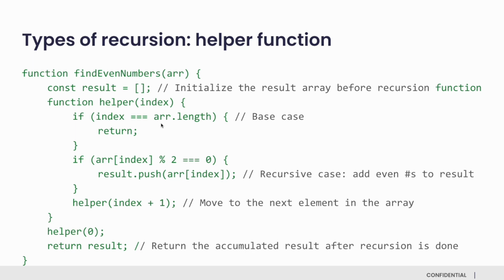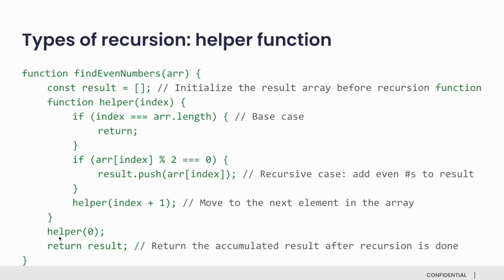of the elements. On each recursive call, the helper function is going to check if the current element is even by dividing that element, so modulo 2, and seeing if that equals 0. And if it is, we're going to push that element to the results array. Then the function moves on to the next element by calling itself with the next index.